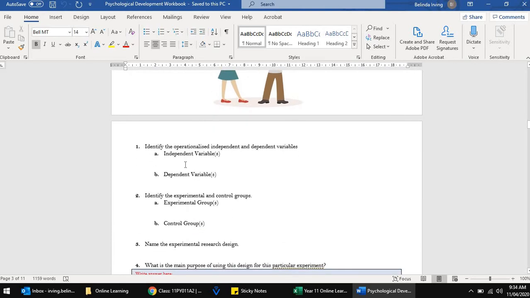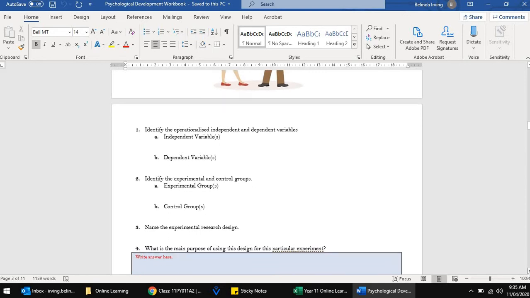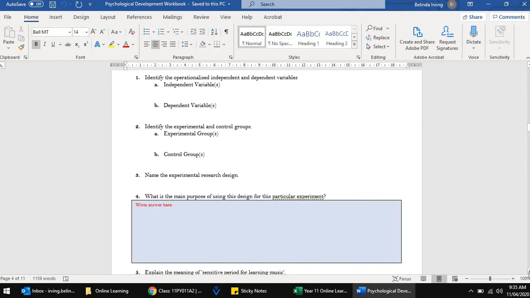So you need to work out the independent and dependent variable, the experimental and control group. Remember, the independent variable is what you change, the dependent variable is what you measure. The experimental group is the group that is actually exposed to the independent variable. And then the control group is the one you don't change, or you don't add any independent variable to.